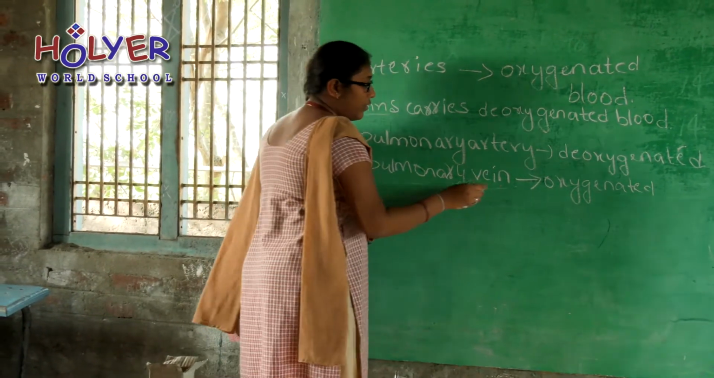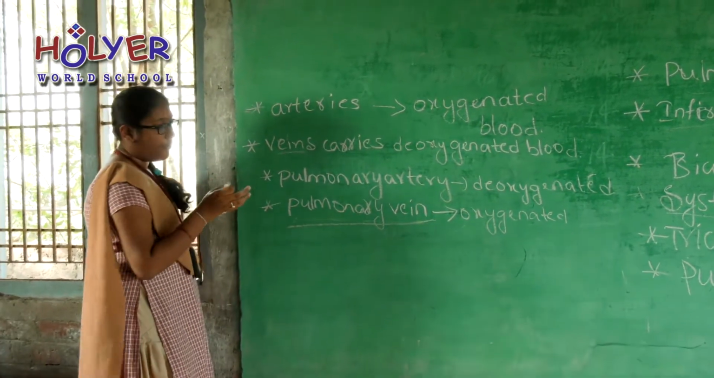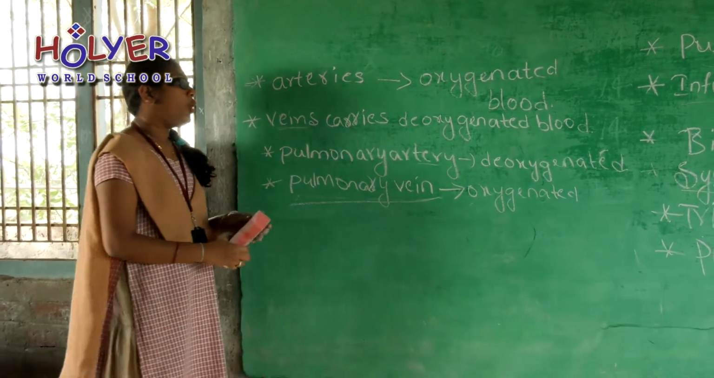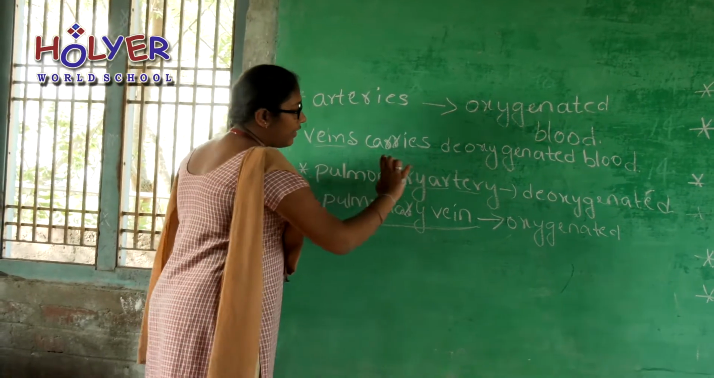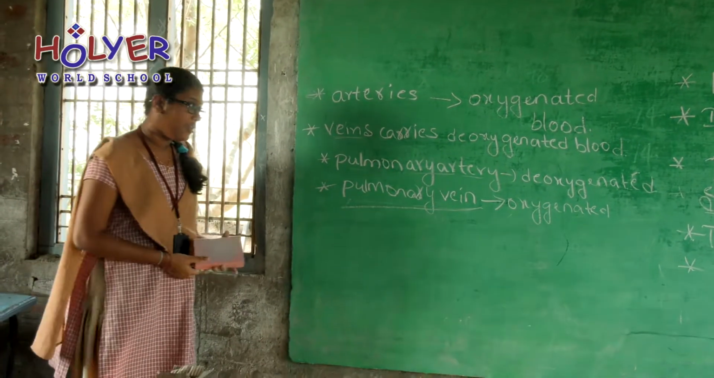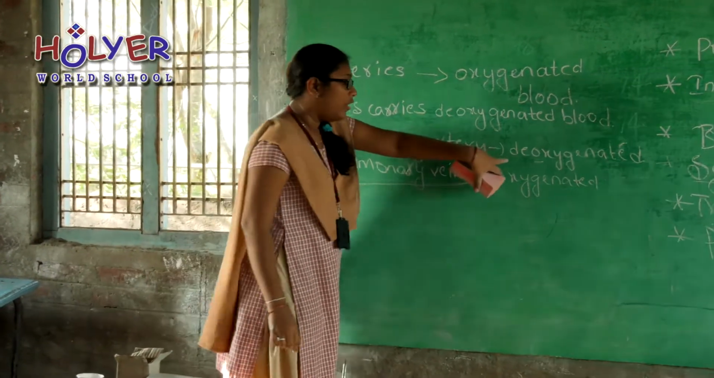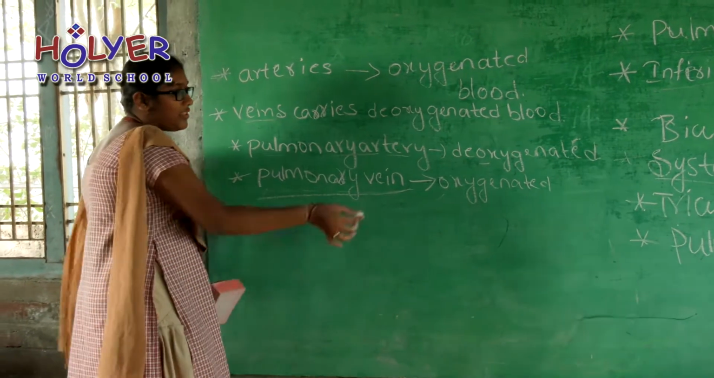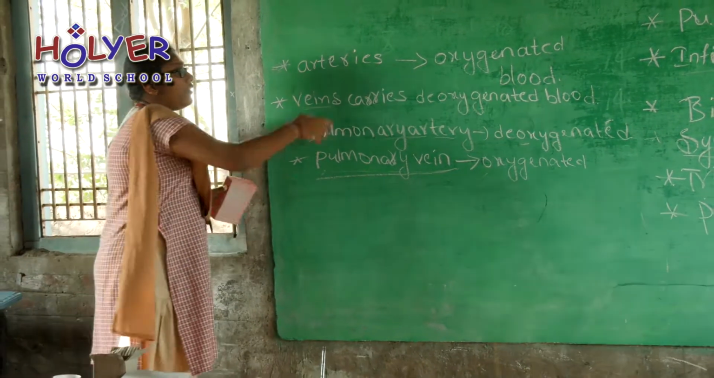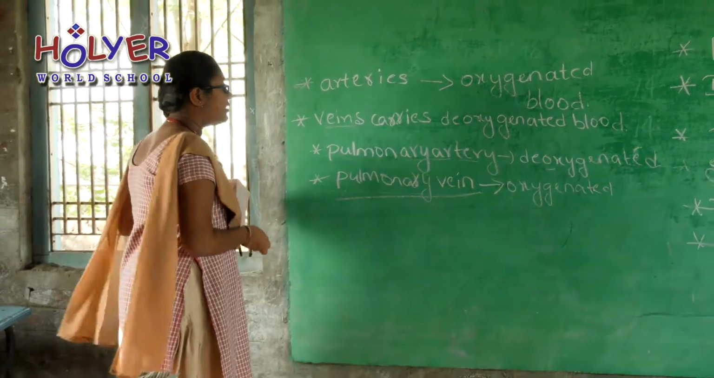So what is the work of the vein? The oxygenated blood comes into the pulmonary vein. What about the artery? The artery always carries blood away from the heart. So the pulmonary artery takes the deoxygenated blood from the heart, because when all body parts have used it, the blood becomes deoxygenated. When the deoxygenated blood is taken to the lungs, the lungs make it oxygenated blood. So arteries and veins always follow a rule: arteries always carry blood away from the heart and the veins always carry blood towards the heart.